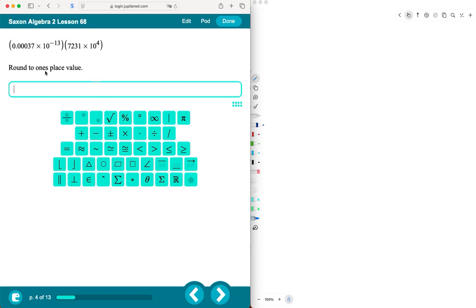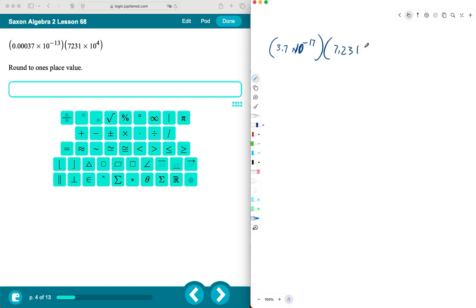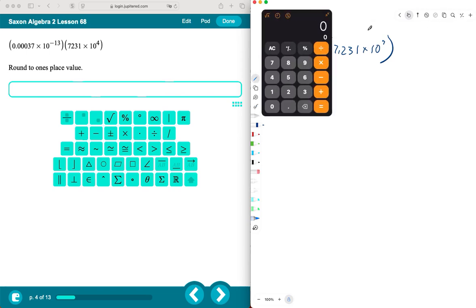So we're going to round to the ones place value, but we're going to wait to the very end. So I'm going to rewrite this in proper scientific notation. It's going to be 3.7 times 10, and that'd be back. So negative 1, 2, 3, 4. So negative 4, this is times 10. Negative 13 and negative 4 would be negative 17. All right, and this would be 7.231 times 10. 1, 2, 3. So 4 plus 3 is 7. All right, so now we've got some values here.